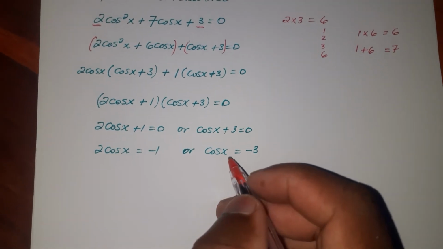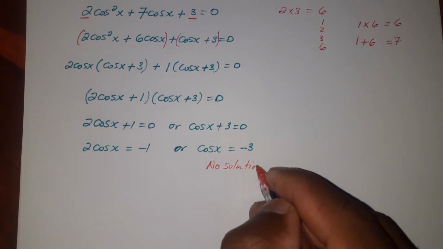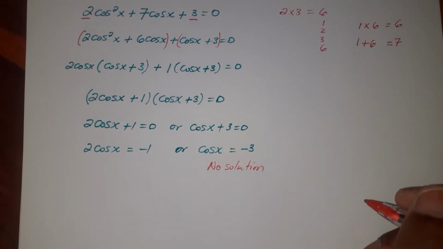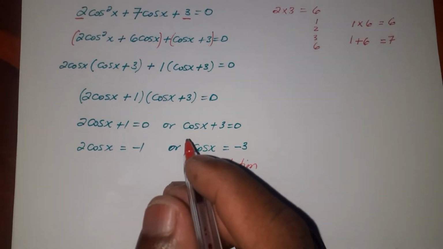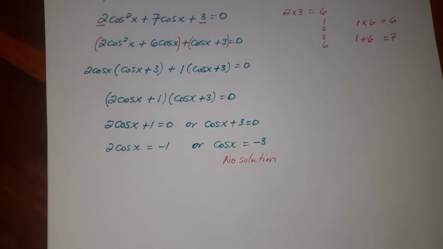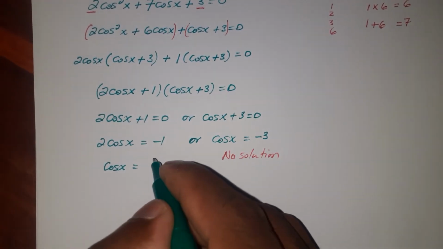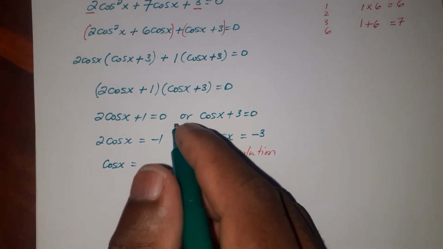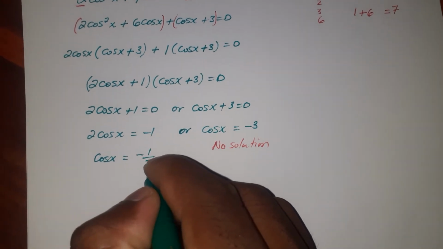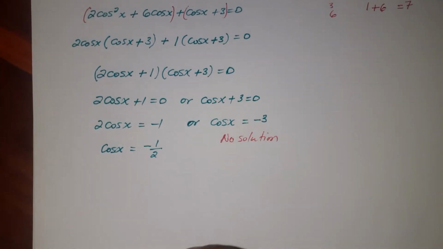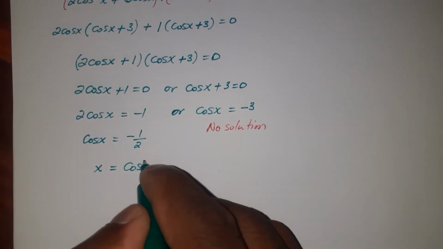Now here there is no solution. There is no solution. You can try to do that on a calculator. It will give you math error. While here we can write this as cosine x equals to, you divide through by 2. Then here we have minus 1 over 2. Now solving for x, here we have inverse of cosine.